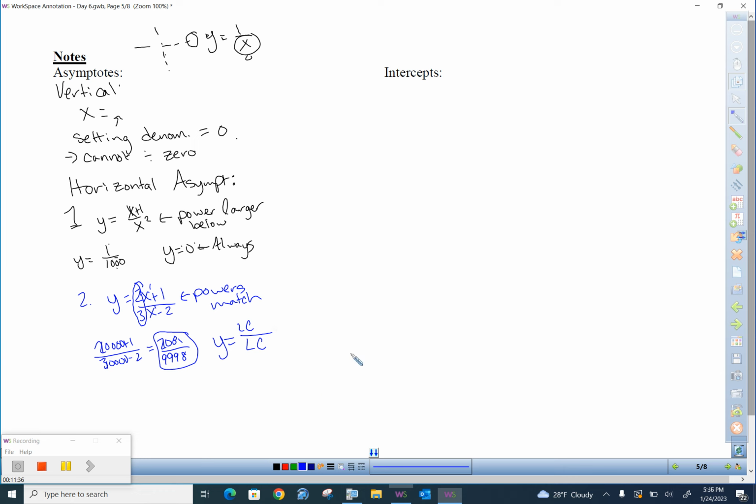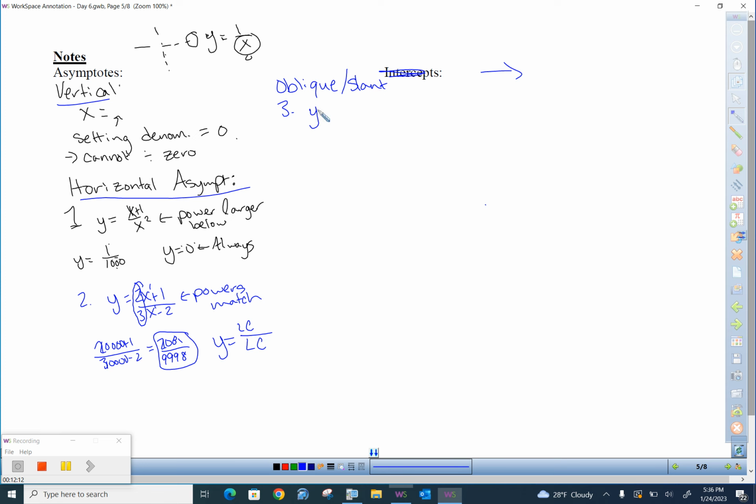Okay? Now I moved this over for you so you have a little bit more room here for the third type. I said it's not quite a horizontal asymptote, so I'm going to give it a separate spot. It's called an oblique asymptote. And sometimes your book refers to it as a slant asymptote. Okay, for this, it's where we have the power larger on the top.